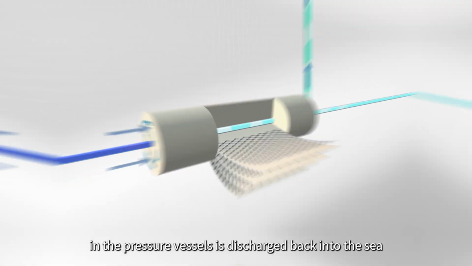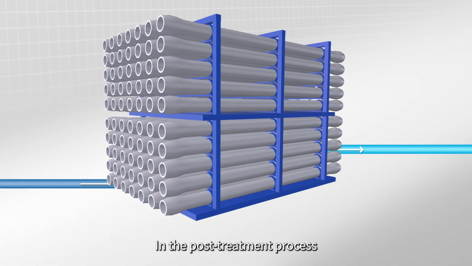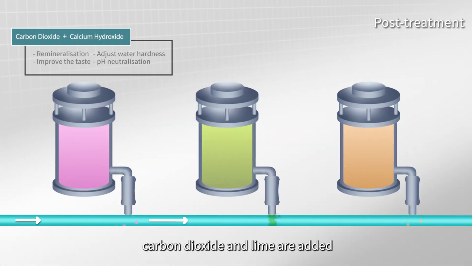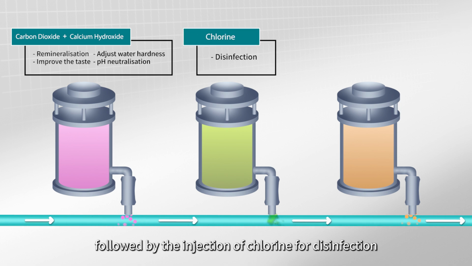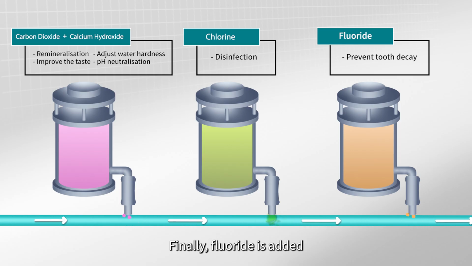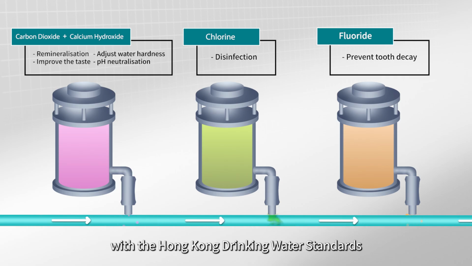back into the sea. In the post-treatment process, carbon dioxide and lime are added to adjust the water hardness and pH level, followed by the injection of chlorine for disinfection. Finally, fluoride is added to protect the dental health of the public. The drinking water produced complies with the Hong Kong drinking water standards.